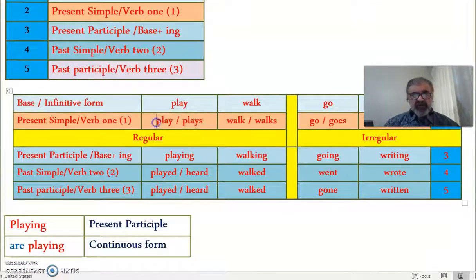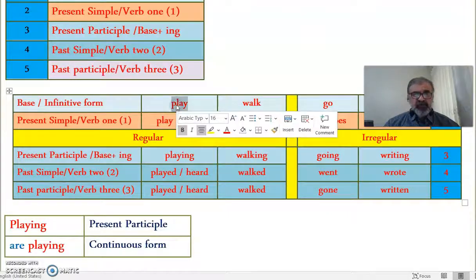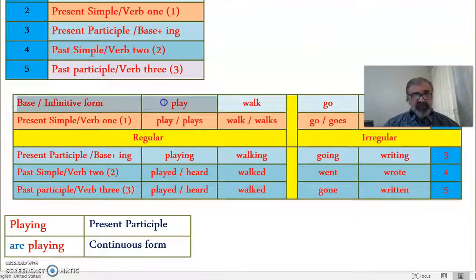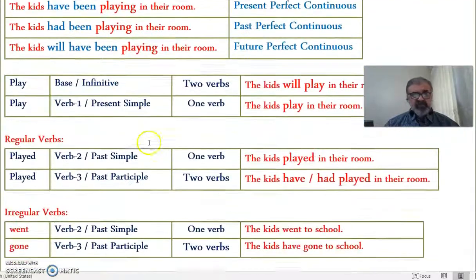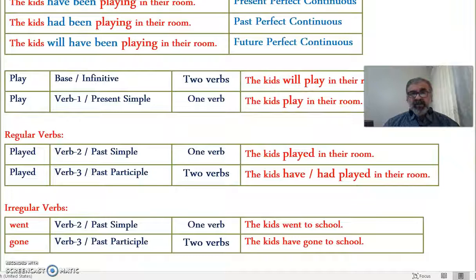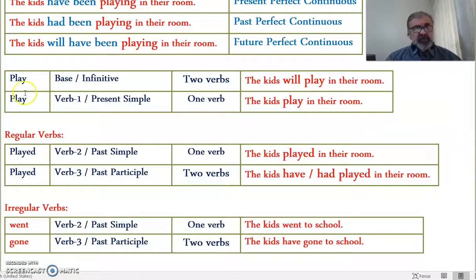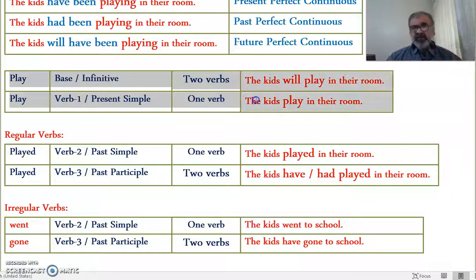Now, some of you might ask, why do we have play here and why do we have play here? We have 2 verbs that have the same form, but one is the infinitive and the other one is the verb 1. Let's look at the 2 examples. If we are using play as the base infinitive, we have 2 verbs. The kids will play in their room. But if you are using play as the verb 1, which is the present simple, there is only one verb. The kids play in their room.